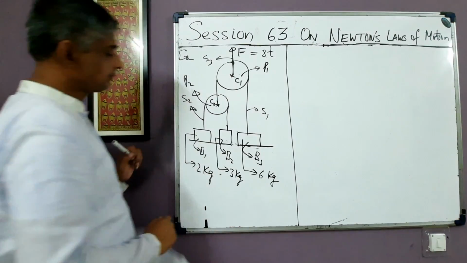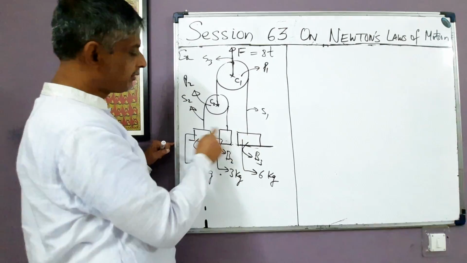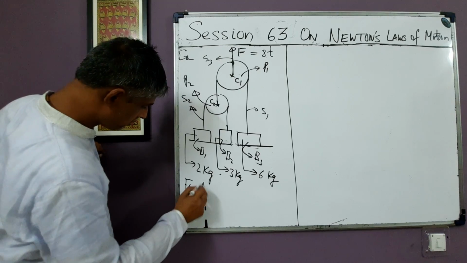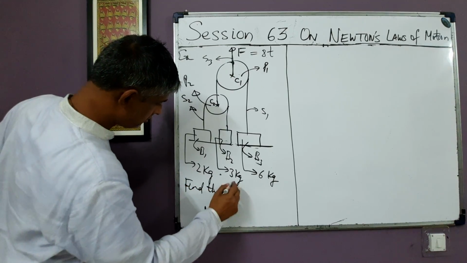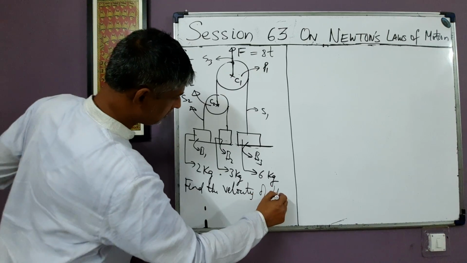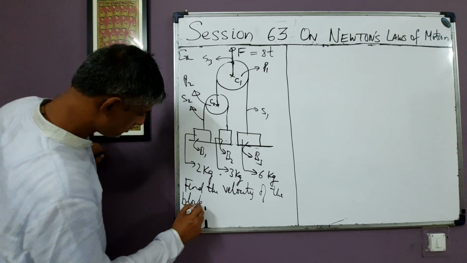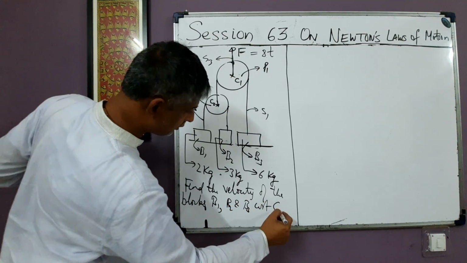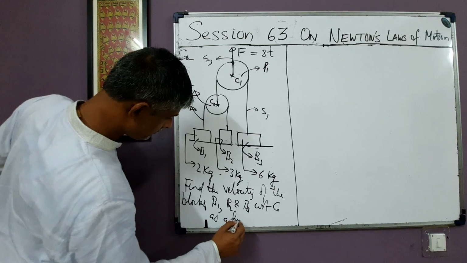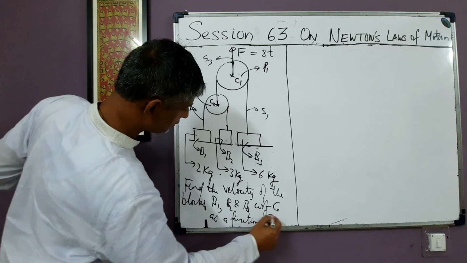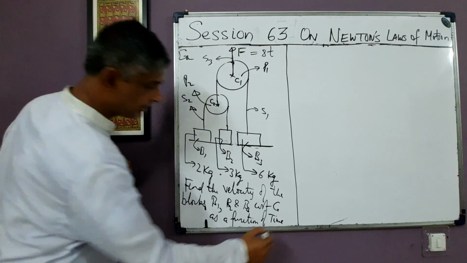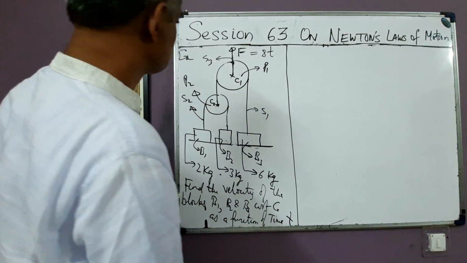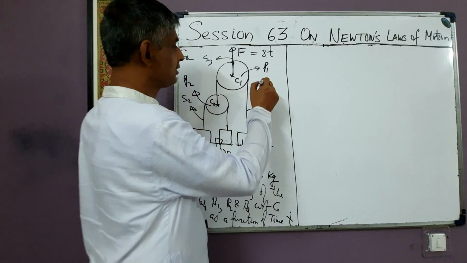Now the question is, find the velocity of the three blocks B1, B2, B3 with respect to ground, G for ground, as a function of time t, small t. Okay, this is the question. Now we have to take g to be 10 meter per second square.